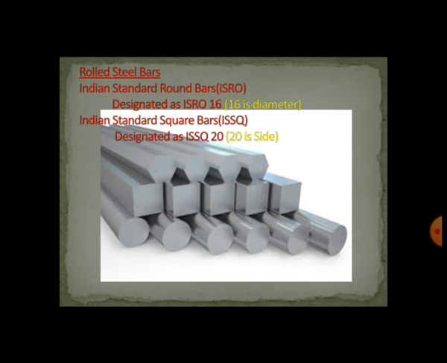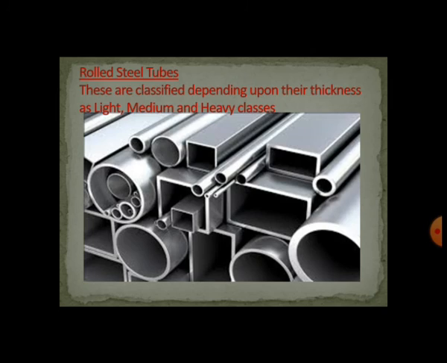Rolled steel bars are solid bars. These are classified as Indian standard round bars ISRO. For example, these are designated as ISRO 16. So here ISRO refers to Indian standard round bar, 16 here refers to diameter of the round bar. Similarly, Indian standard square bars ISSQ designated as ISSQ 20. For example, 20 is the side of the square.